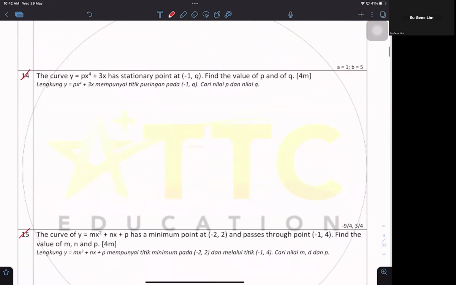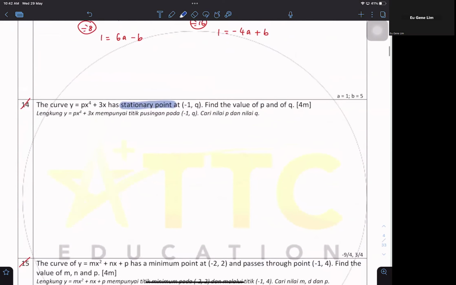Okay, question 14. The curve has a stationary point. Stationary point, what is that? Yeah, stationary point means what? Just now I showed you already. Stationary point means dy/dx equals 0. Very good.